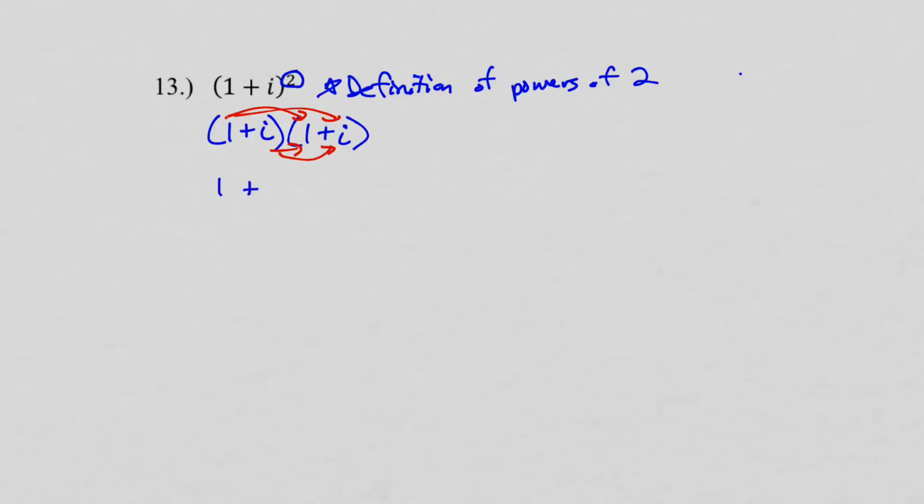So we get 1 plus i plus i plus i squared, and we know this becomes a negative 1. So basically we're going to do 1 minus 1, which is 0, and these two become 2i. Okay, so let's go to the next page.